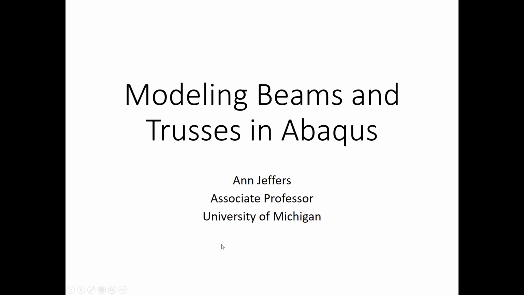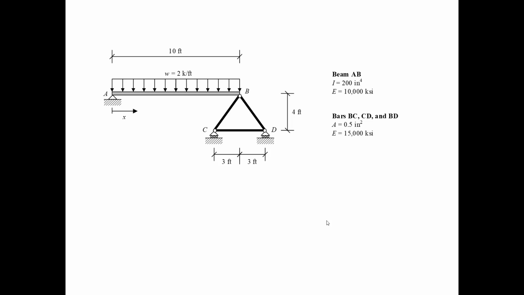This tutorial will be modeling beams and trusses using Abaqus. And the problem that we're going to model looks like this. We have a beam AB that is supported by a 3-member truss at the right-hand side. The beam is 10 feet long, the truss is 4 feet tall and 6 feet wide, and we have pin and roller supports at A, C, and D.